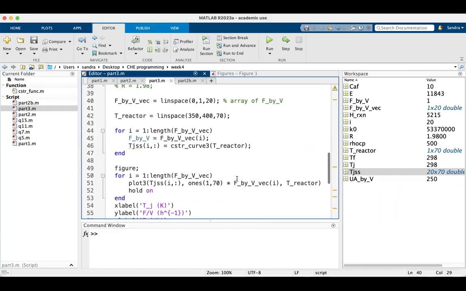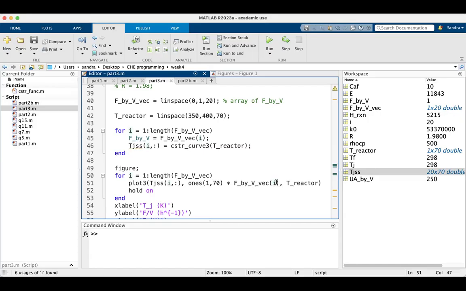Now what we are trying to do is, for a single F by V, what will happen? So that is, we will have to take it row wise. So that is why we have the row number I and the entire columns. So you're taking the first row, which corresponds to the first F by V value. Now you know this F by V vector's first value is a scalar quantity.